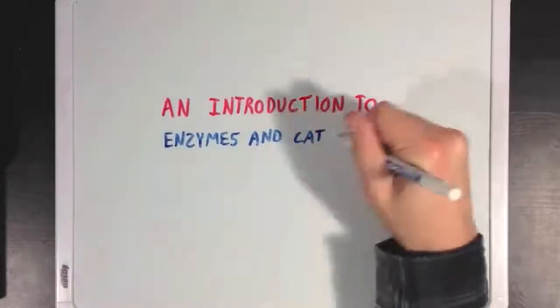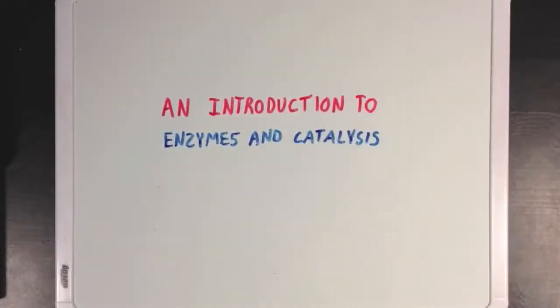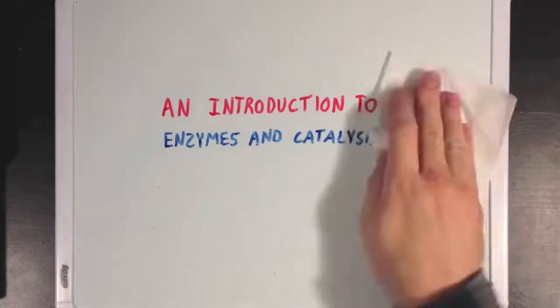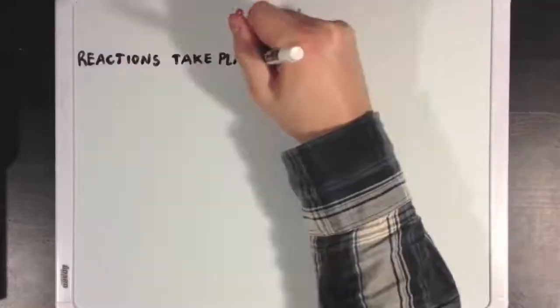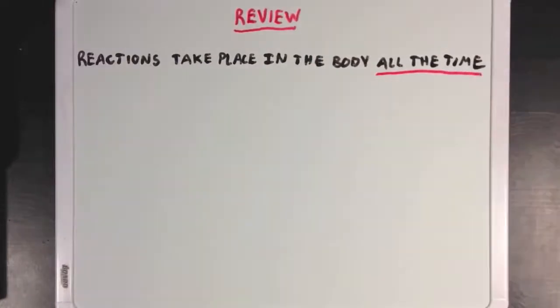So today I want to talk to you about enzymes and how they're critically important pieces of cellular machinery. But first, let's review the idea that biochemical reactions happen in the body all the time. Almost every cellular process involves a biochemical reaction at one point or another. The TCA cycle is actually just a series of different biochemical reactions in carbon metabolism.